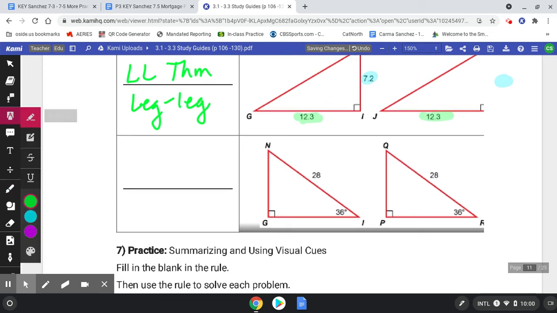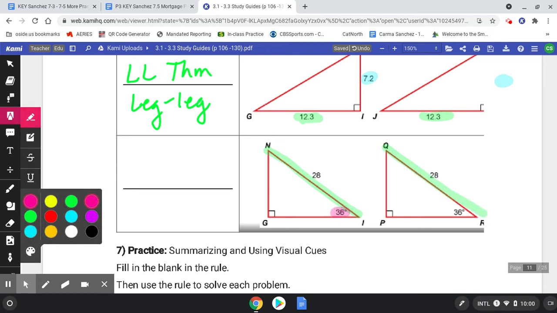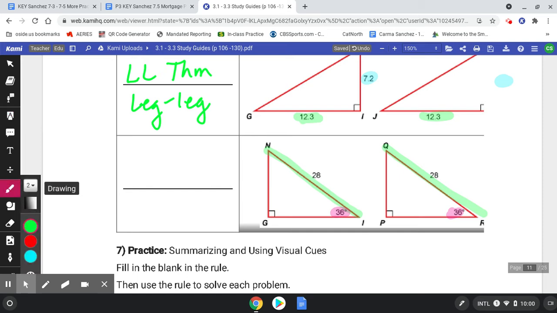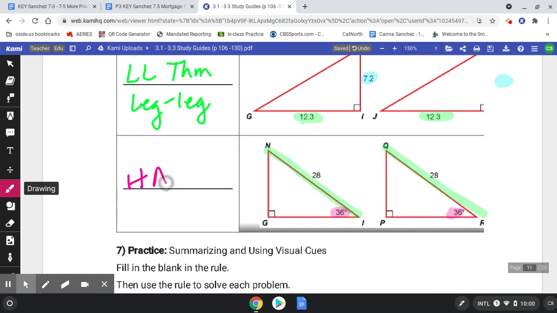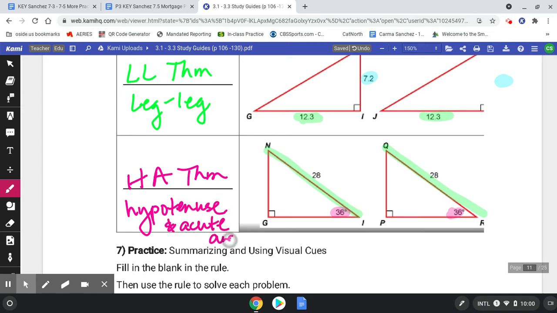And finally, look at this last one, how we have the hypotenuse and one angle. So this one would be able to be said congruent by the HA theorem. And one acute angle. Notice that angle is 36, or less than 90. So these are all four new postulates that are shortcuts just for right triangles. Okay?